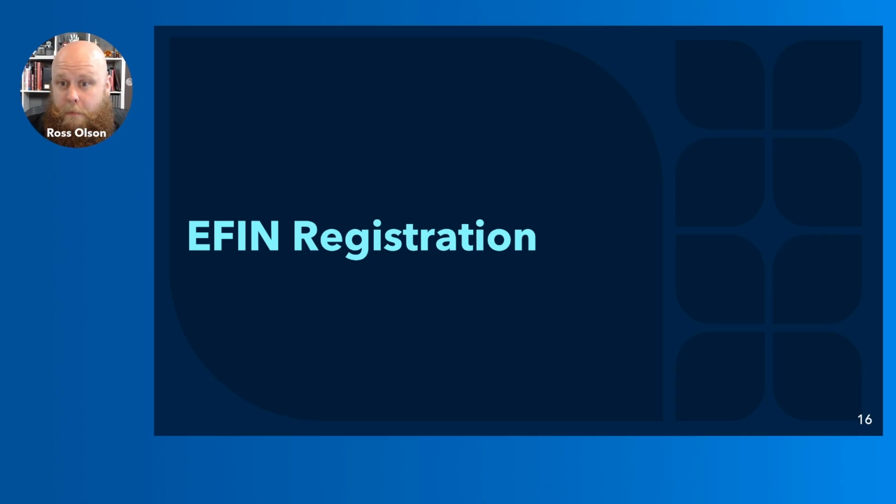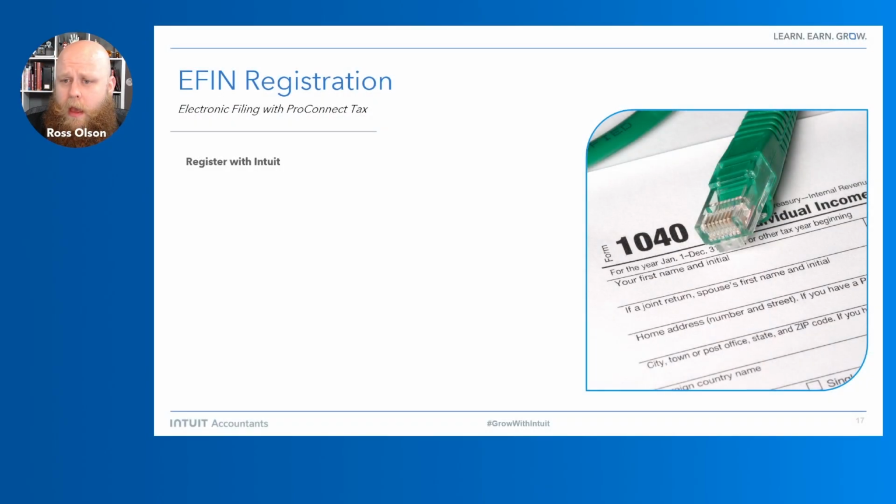Those identifiers are important. As I mentioned, we're going to talk a little bit more specifically about one of those, which is the EFIN registration. For the most part, the other pieces we talked about, you can enter right inside the program, and we'll take a look. I'm going to jump into the software too, but you can pretty much enter those without anyone else being involved. The EFIN is a little bit different because it is a number that requires verification from Intuit before you can start electronically filing. As mentioned, you have to register with Intuit.